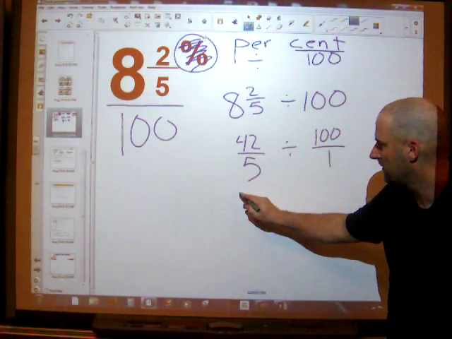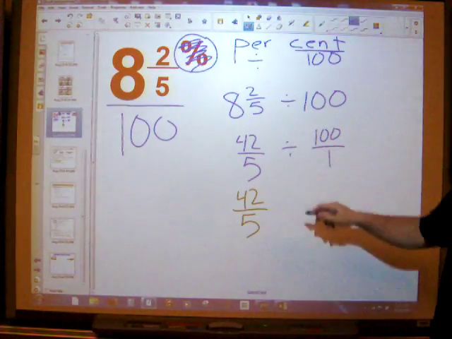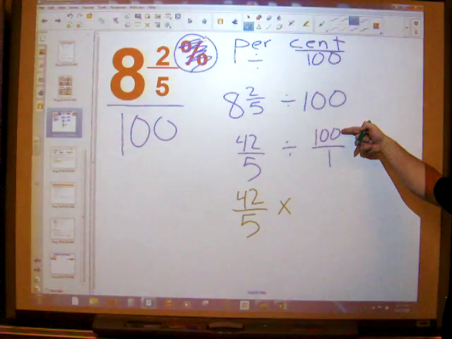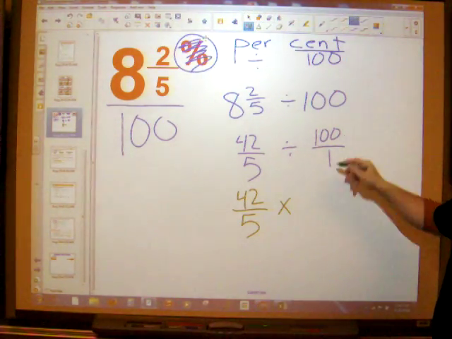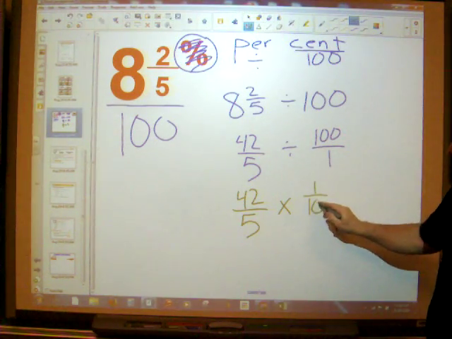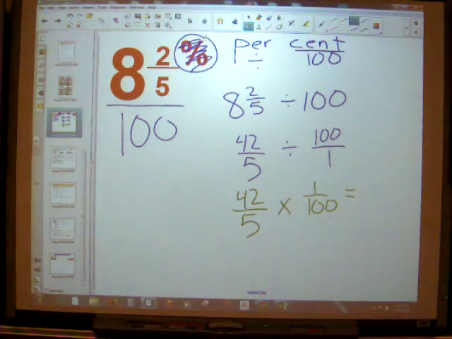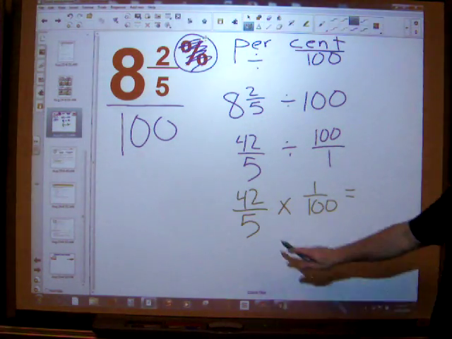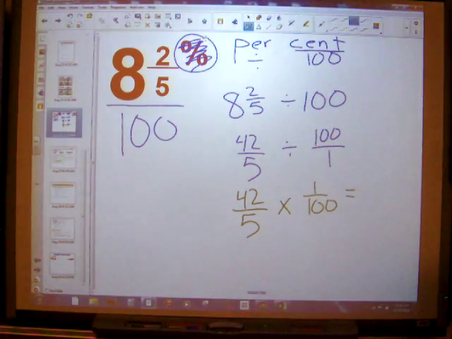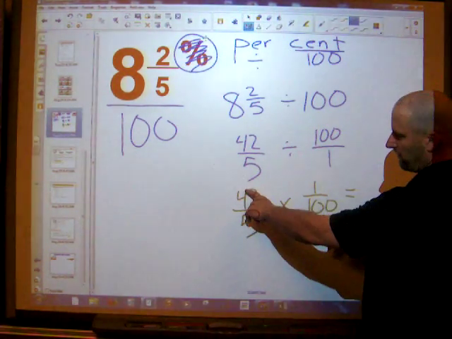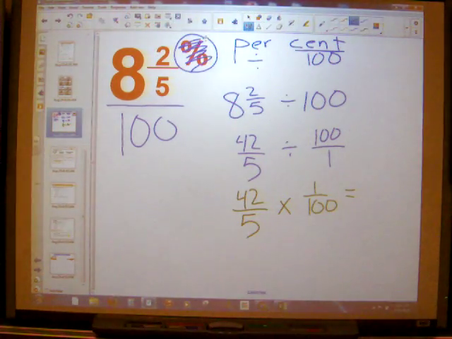The first part does not change, 42 over 5. We're going to change that division to multiplication. And we flip this to what is called the reciprocal or the multiplicative inverse. So we're going to flip it up and down to 1 over 100, and now we're in a multiplication problem. To review a multiplication problem, there is that special step that since these are going to all be factors of the top and these are going to be factors of the bottom, we could possibly cross simplify or cross reduce or cross cancel according to what your elementary teacher told you.